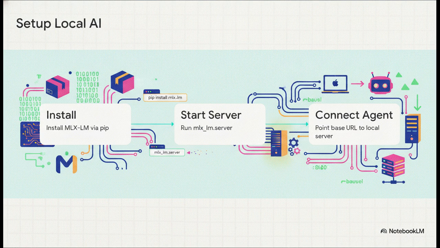And step 3, connect your agent. In whatever framework you're using, you just change the base URL setting so it points to that local server address instead of the cloud. That is it.